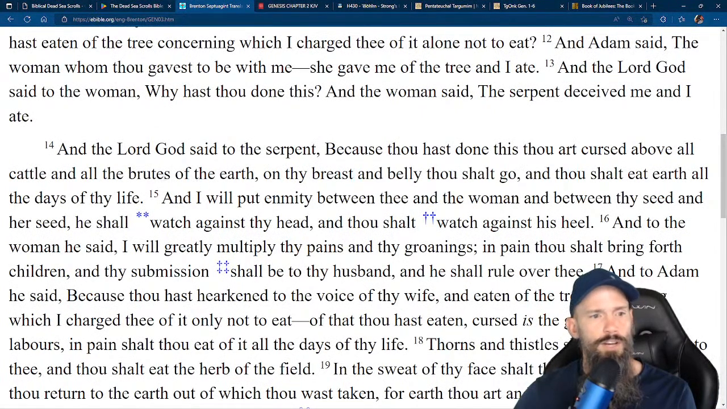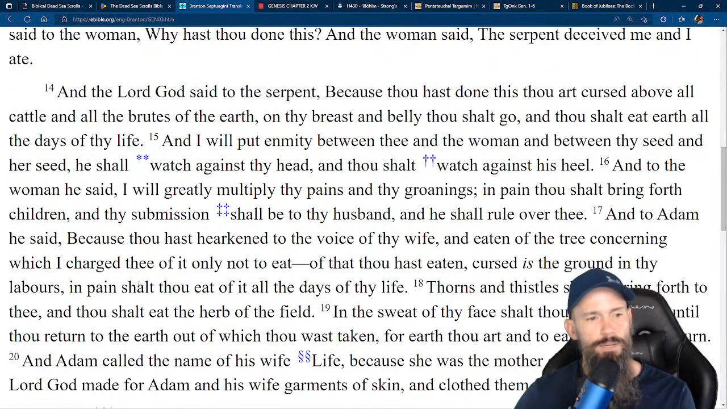All the days of your life, and I will put enmity between thee and the woman, and between thy seed and her seed. He shall watch against thy head, and thou shalt watch against his heel. And to the woman he said, "I will greatly multiply thy pains and thy groanings. In pain thou shalt bring forth children, and thy submission shall be to thy husband, and he shall rule over thee."